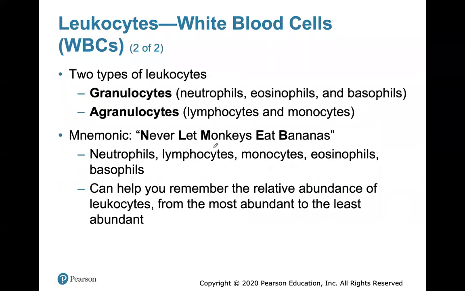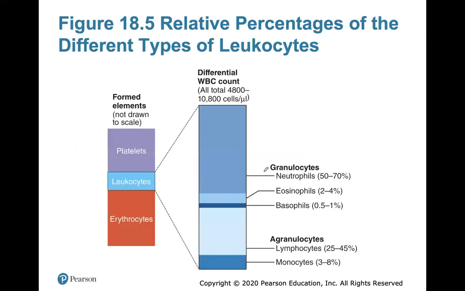You have two types of leukocytes, granulocytes and agranulocytes. We have a mnemonic device to help you learn both. It can also help you remember the relative abundance of leukocytes, because they're from the most abundant to the least abundant. So neutrophils are the most abundant of the leukocytes. That might be a test question. And basophils are the least abundant of the leukocytes.